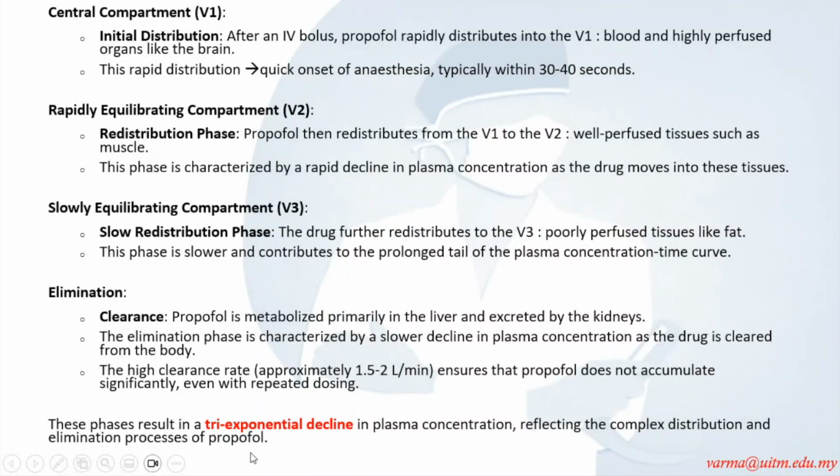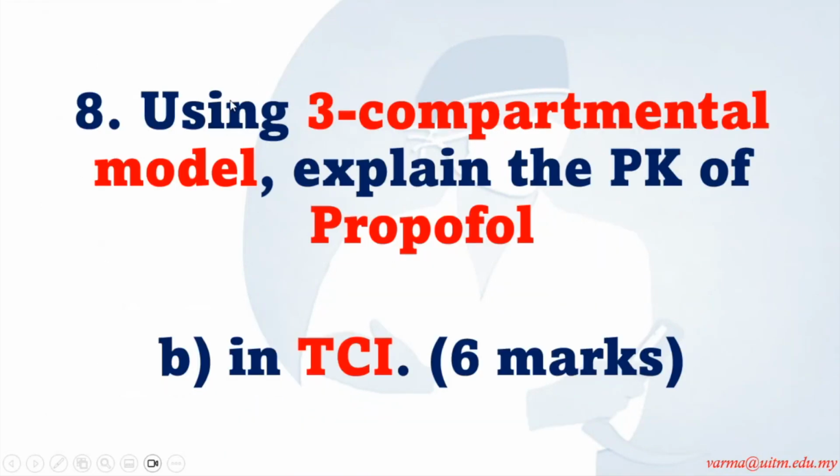That's why it's a 3-compartment model, tri-exponential decline. From the central compartment, one decline. Then from the central, it distributes, second decline. And then after that, they come back to the central compartment and eliminate, another decline. So tri-exponential decline. Again, the same question.